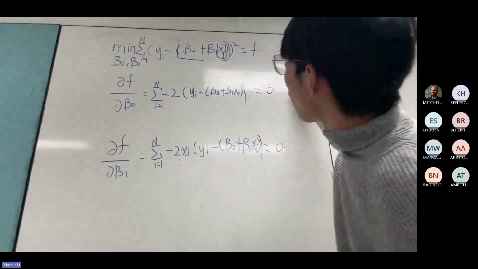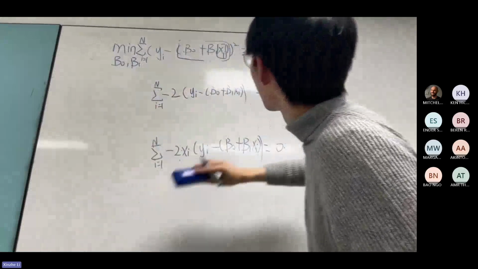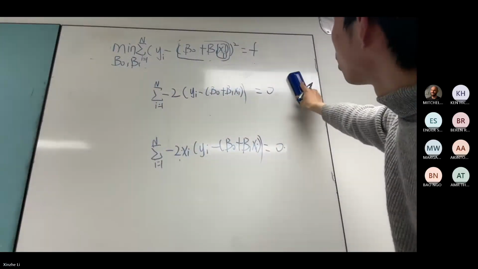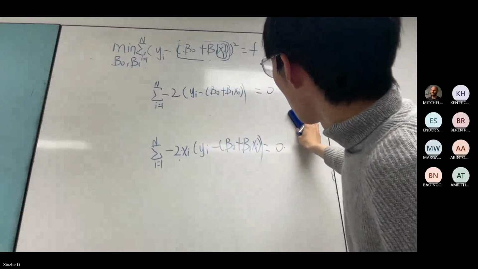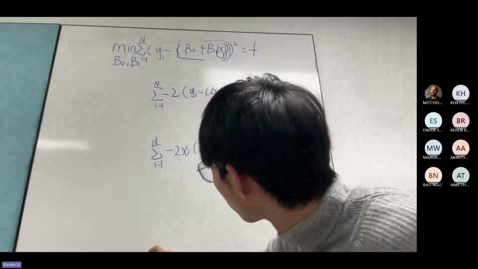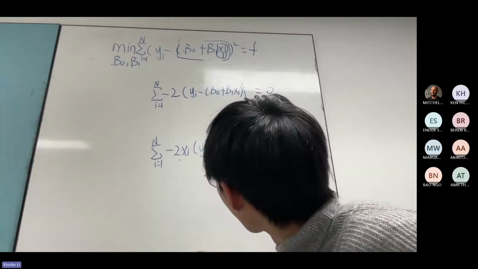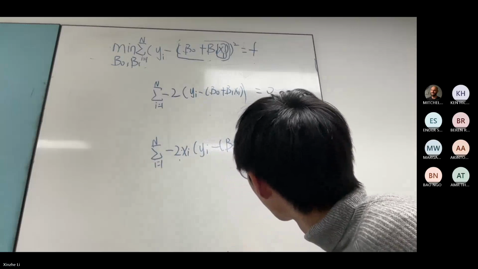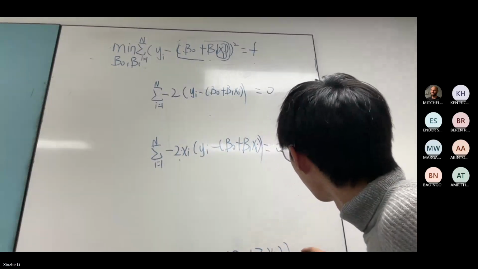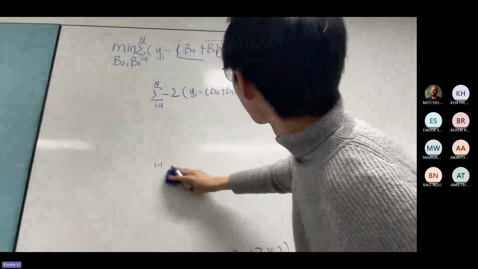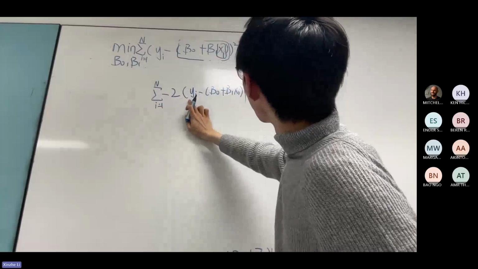Okay, that's it. So using these two equations, we can find beta 0 and beta 1. Just follow me to find what beta 0 and beta 1 are. Let me solve this one first. I will put this at the bottom, we will look at this later. Sum of xi, yi minus (beta 0 plus beta 1 xi) equal to 0.